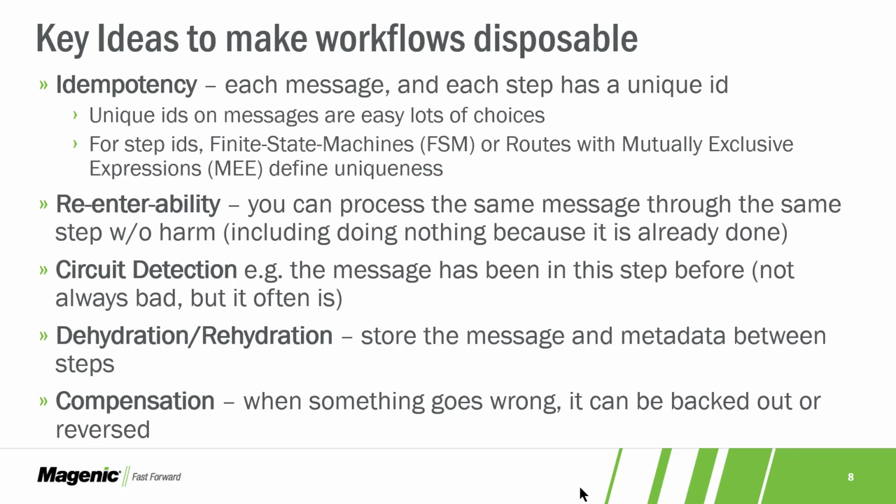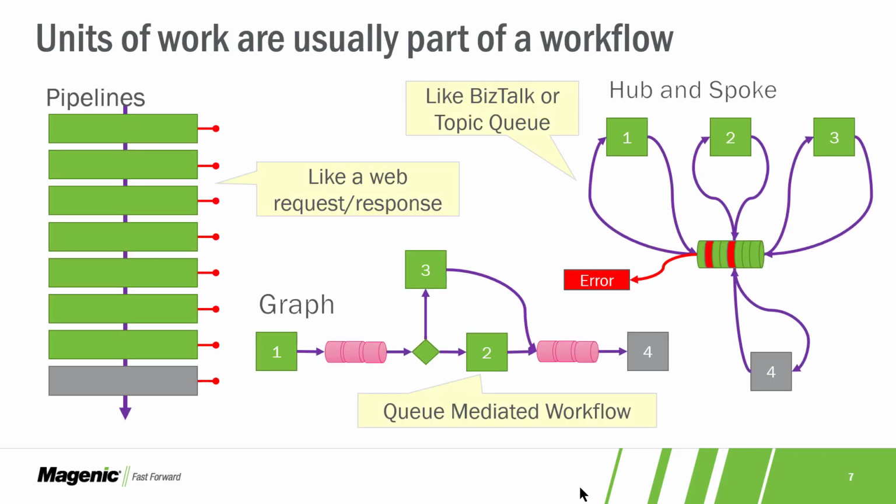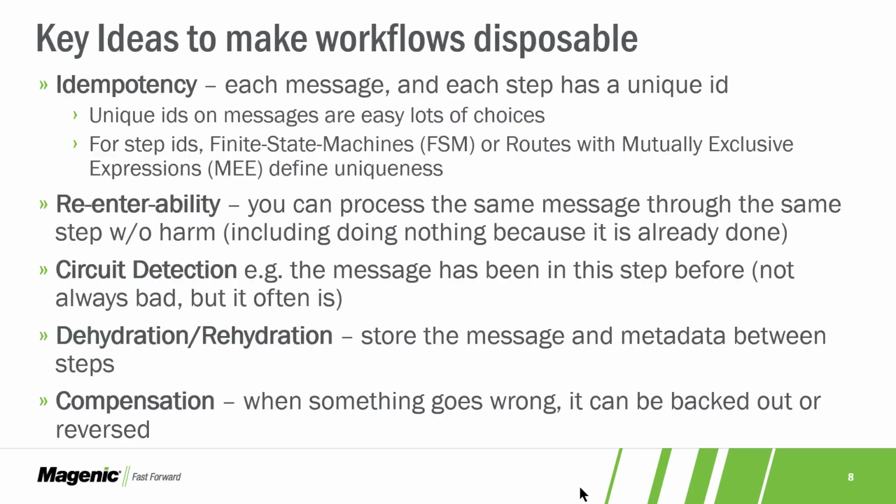In some cases, checking that box is inferential. That is to say, in the case of a pipeline, I'm just going to fall through to the next thing. I'm not going to do anything, right? In other cases, like hub and spoke and graph systems, I'm going to make a state change to the message to cause it, the next time it's rehydrated, to go to a different processing step. Circuit detection is, have I been here before?